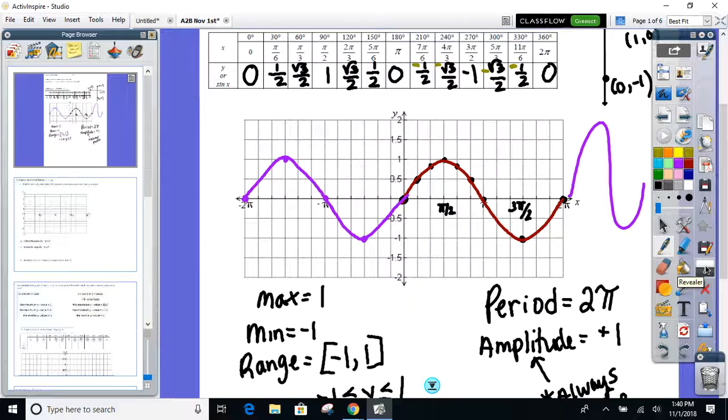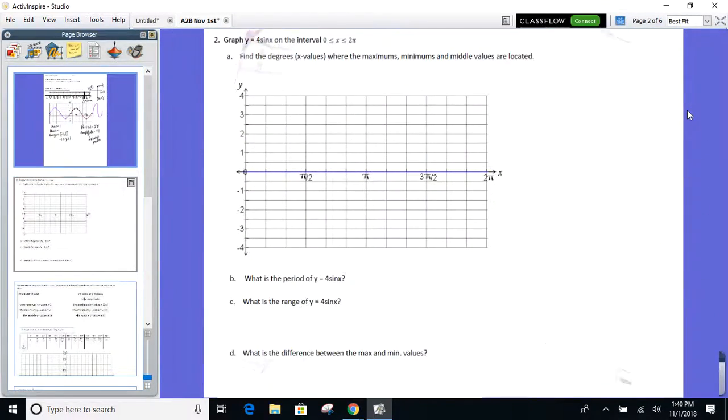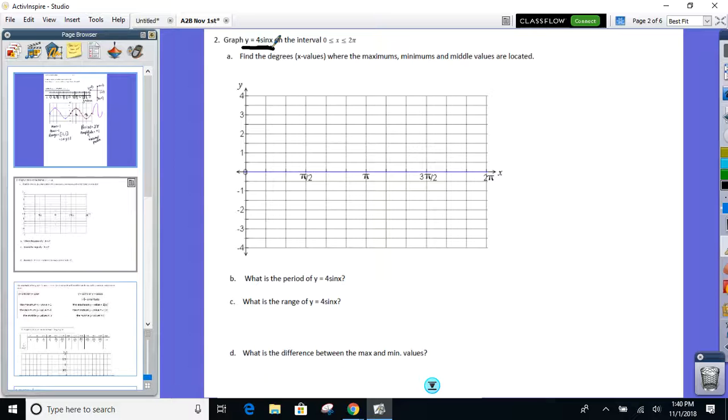Again, everyone, this was y equals sine x. Look at what I'm going to have you graph now. What's the difference between this graph and the one that you just graphed? Don't make it complicated. There's a darn 4 in there. That's it. That's all I needed. How is the 4 going to affect your graph?